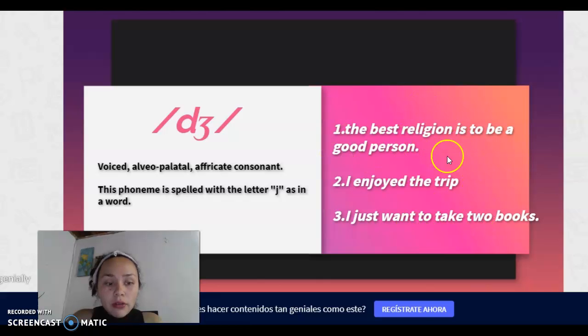So a more complete example, some examples are these. The pet's religion is to be a good person, or I enjoyed the trip, or I just want to take two books. Yes.